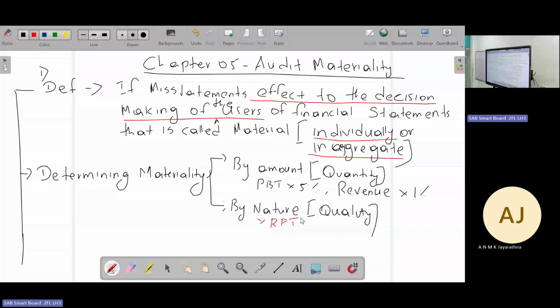Quantitative exposure, the applicable financial reporting framework. And one more thing, this acquisition and disposal. Right. Okay.